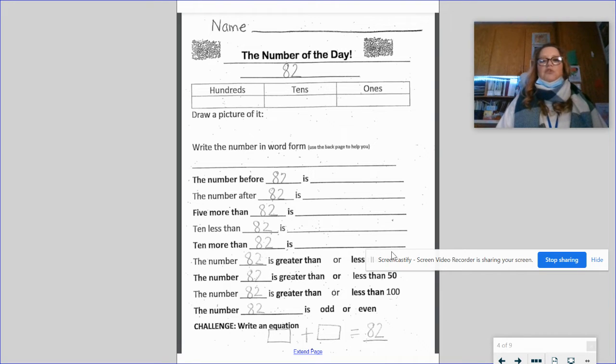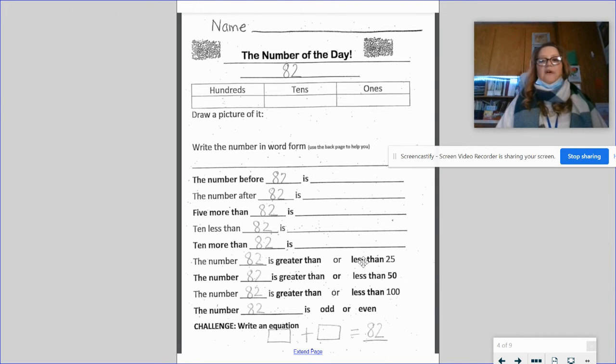The number 82 is greater than or less than 25. You would circle greater than or less than. The number 82 is greater than or less than 50. You circle either greater than or less than. The 82 is greater than or less than 100. You would circle greater than or less than. And then the number 82 is odd or even. You'll have to figure that out.